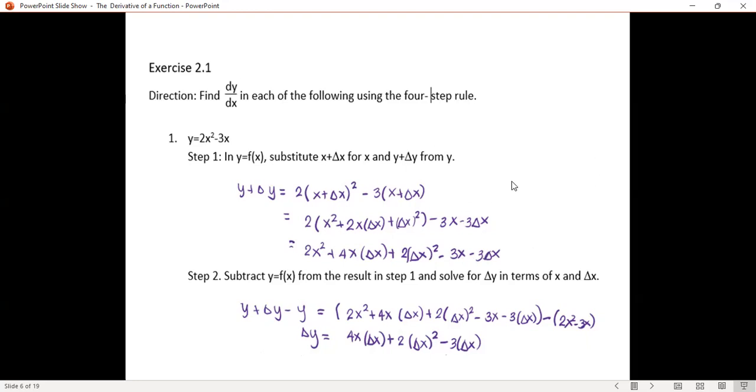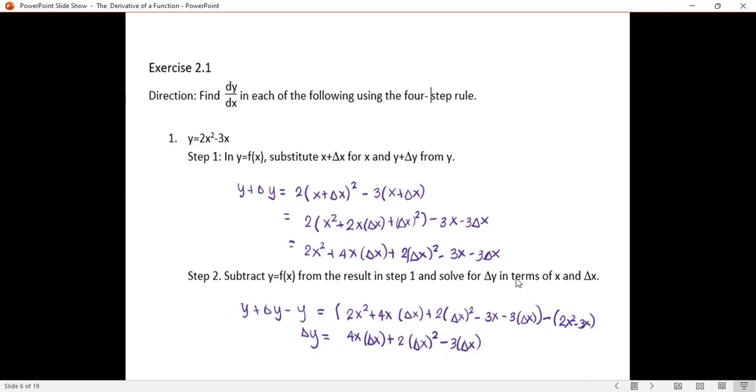So we did it by substituting x plus delta x for x and y plus delta y for y. So based on the definition of the derivative, it's the limit of f of x plus delta x minus f of x. So the next step would be to subtract y from the result in step 1. So in y plus delta y, we will subtract y.